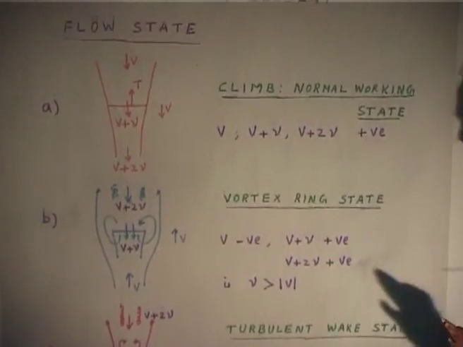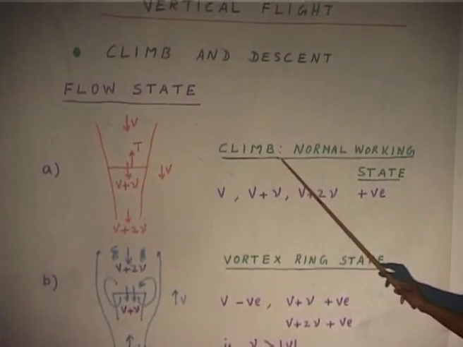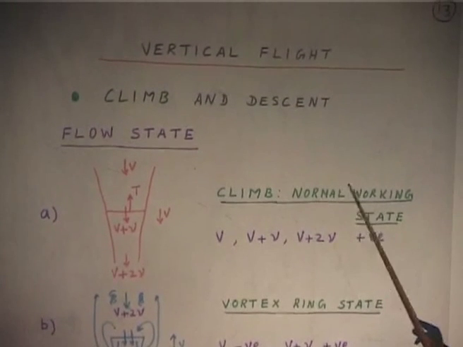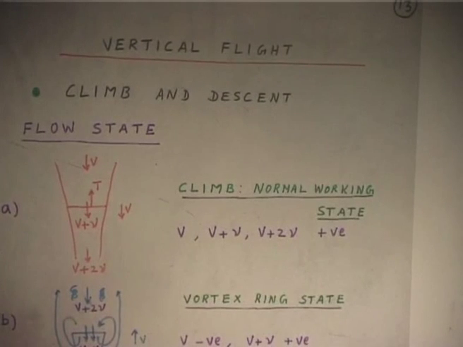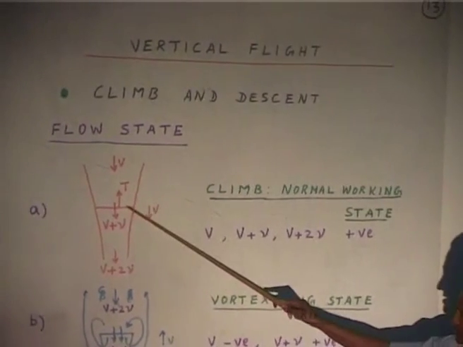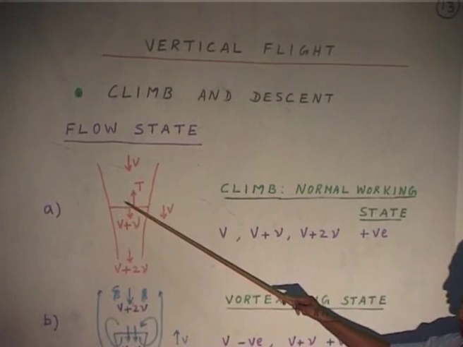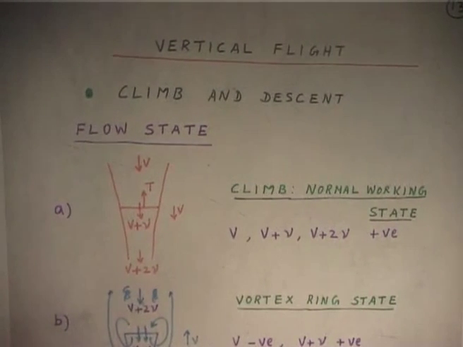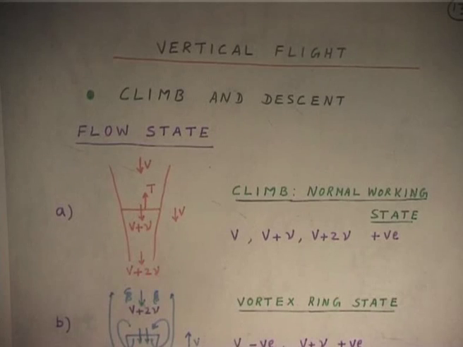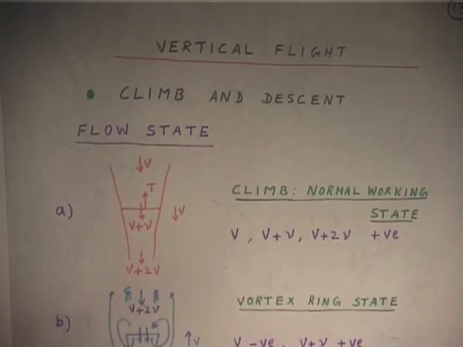Okay. Now, the climb, which is also called normal working state, because we use the same definition that we used, that is, this is the rotor disc. Rotor disc is supporting the weight of the helicopter, and the climb and descent are, please note, uniform speed. That means it is not accelerating or decelerating. It is going with a steady speed. So, that is why the condition here I have plotted is steady speed.